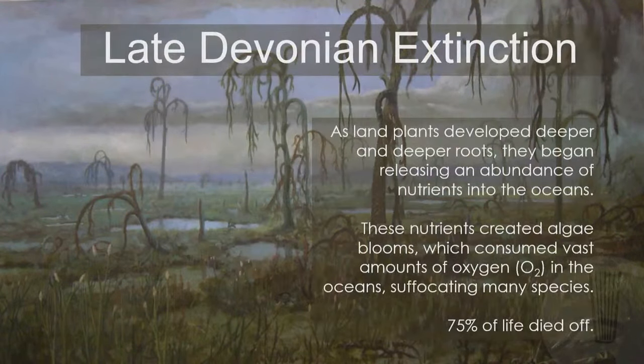This was more of a marine extinction, but as land plants developed these deeper roots, they began releasing an abundance of nutrients into the ocean. These nutrients created algal blooms, much like eutrophication occurs today, whenever we have too much nutrients going into our water. Those algal blooms consumed vast amounts of oxygen in the oceans and suffocated many species. 75% of life died off during this time.